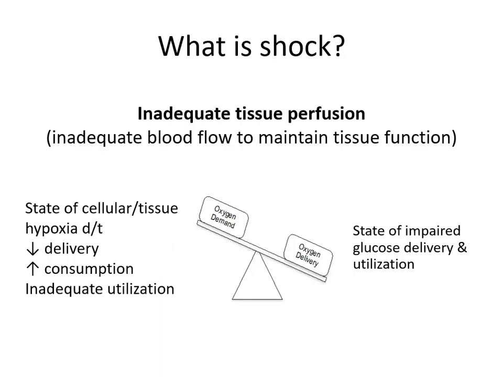Shock is fundamentally a condition of inadequate tissue perfusion, where there is inadequate blood flow to maintain tissue perfusion. Consequently, there's a state of cellular and tissue hypoxia due to decreased delivery, increased consumption, or inadequate utilization of oxygen. There is also a consequent state of impaired glucose delivery and utilization. Shock progresses through some predictable stages. We will go through each of these in more detail.